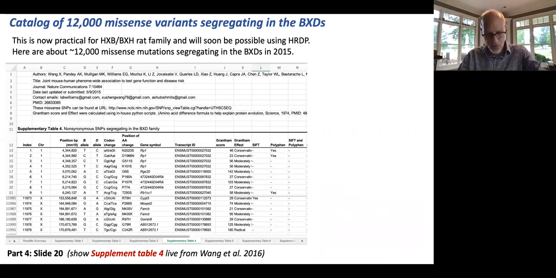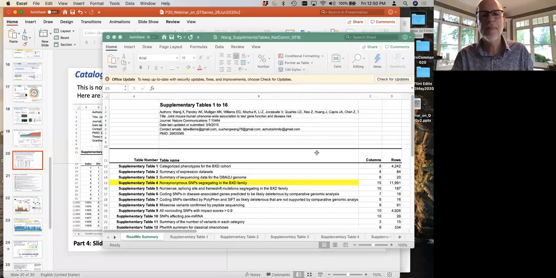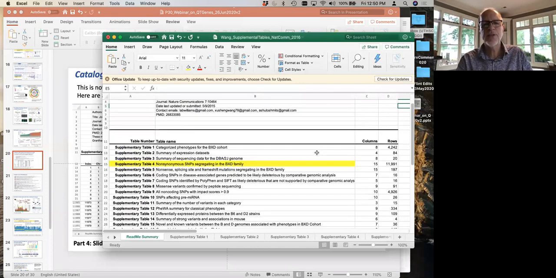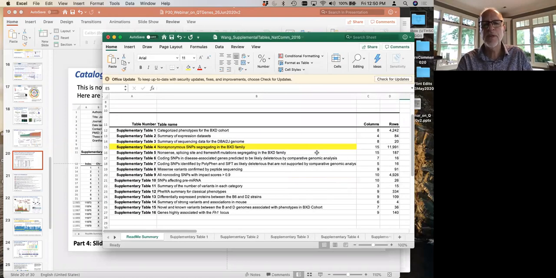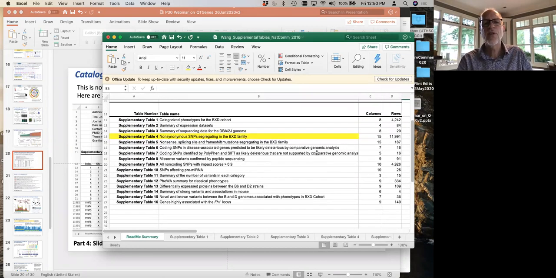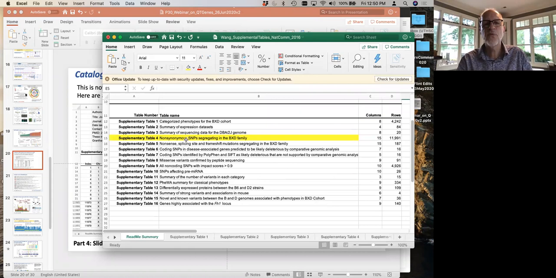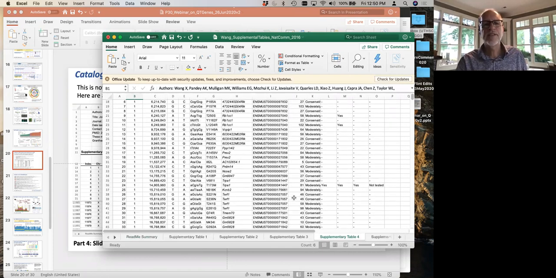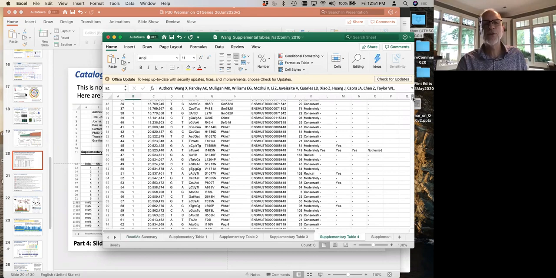So getting on to the fourth part. Using the sequence data, I mentioned that as important. Rather than show you, well, maybe I will. Let me just show you what this should look like. So this is the supplement to the Wang paper, this joint PheWAS in mouse and human. It's mainly BXD. Here are all the tables, and I'm going to show you this table for all of the missense variants segregating in the BXD family. Easy to download this data set, but here they are. There are 12,000 of these.